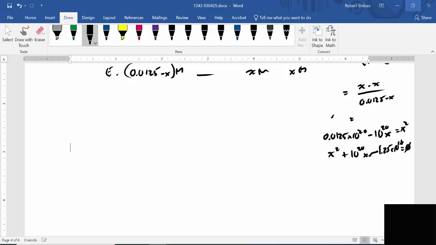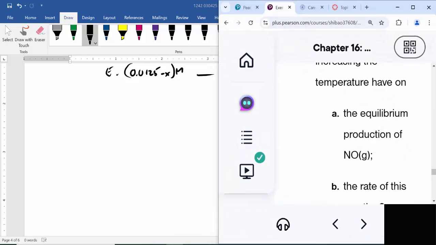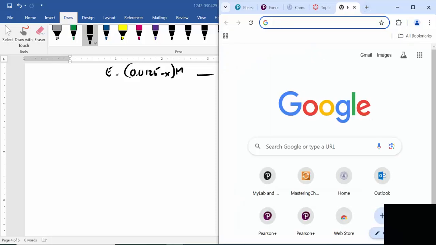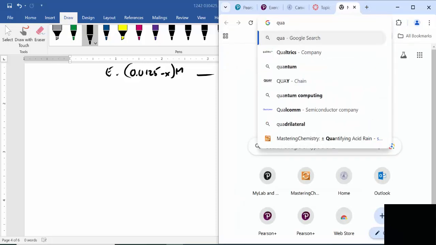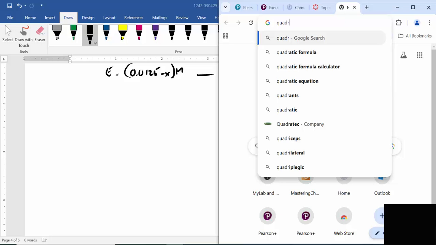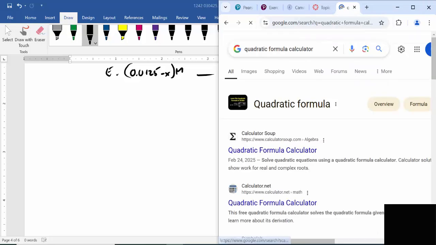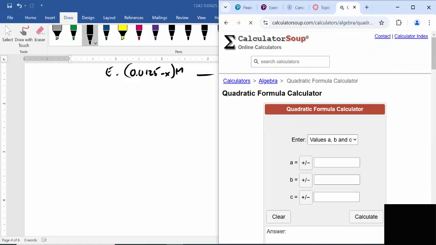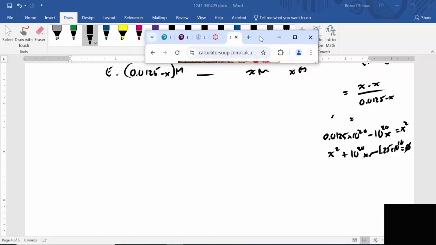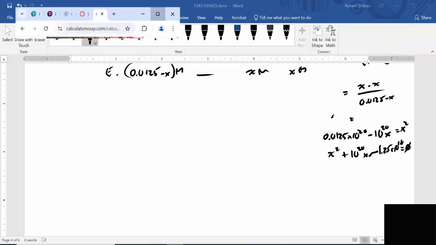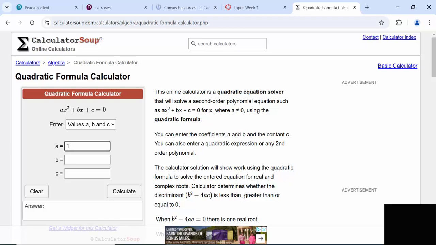All right, then I have my handy calculator, which does the quadratic. But if I'm doing homework, then I'll just do this. I'm just going to go to online quadratic solver. So just go to quadratic formula calculator. I'll just pick the first one. And so A, I'm going to call, what is A? 1. So A is 1. B is negative 1 times 10 to the 20th.